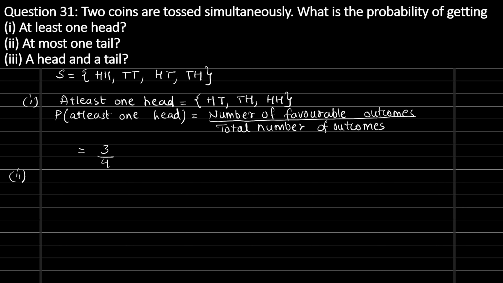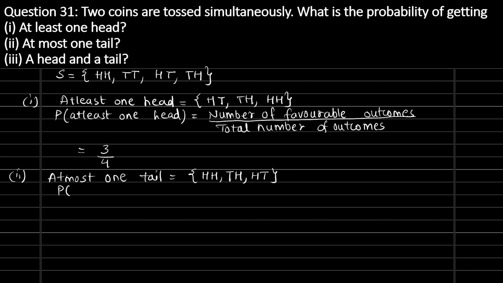Question number 31, part 2, it is at most one tail. So at most one tail, it means what are the possible outcomes that we are going to include? Which means it should have maximum one tail, right? Minimum it can have 0 as well. So therefore head head, where you are not having any tail, then tail head, one tail, and then head tail. These are the possible outcomes that you are going to get.